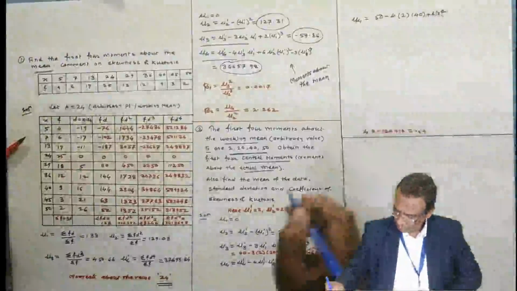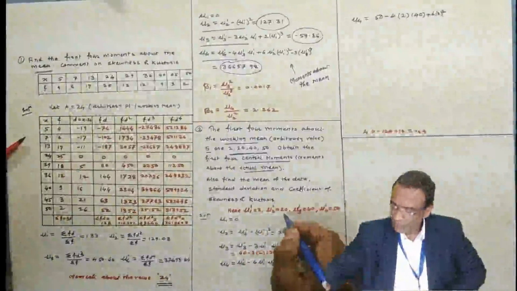times mu2 dash. Okay, what is mu2 dash? It is 20.